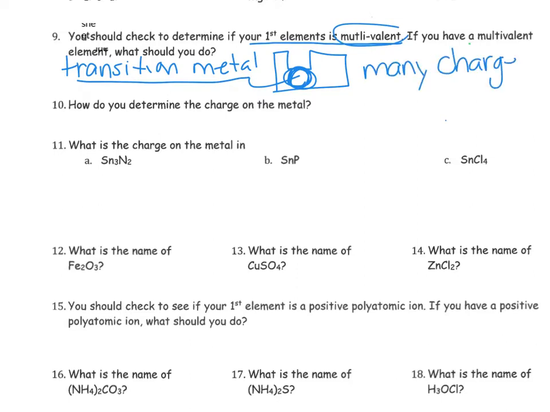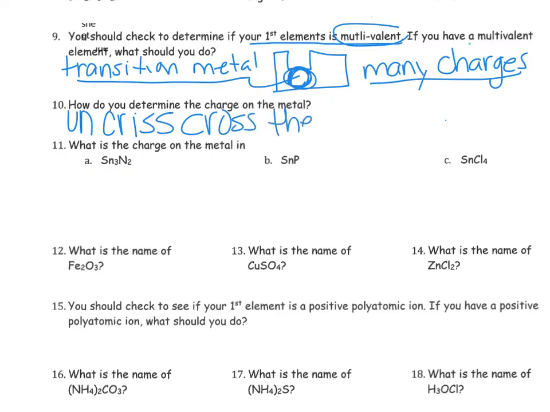And before you write the Roman numerals, you need to figure out what charge it had, or what Roman numeral it's going to have. So how do you determine the charge of that metal? And you basically have to crisscross the formula. So let me tell you what I mean by that. I need to uncrisscross this.